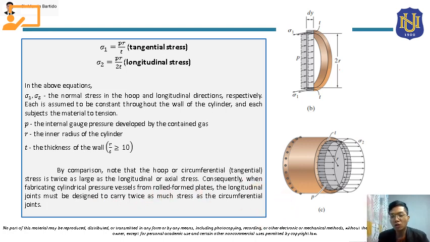So if you are going to design a cylindrical vessel, the stress that will govern here obviously will be sigma 1. So we will use this in designing a cylinder or a thin vessel, or cylindrical vessel, since this will govern, since it will produce a maximum stress. Okay, anyway.